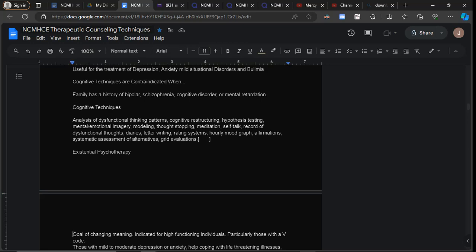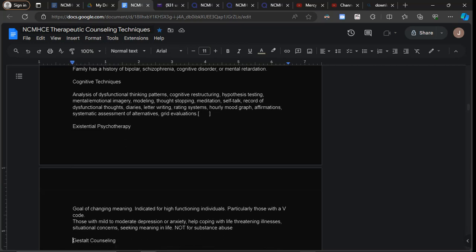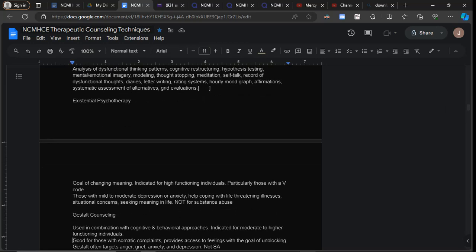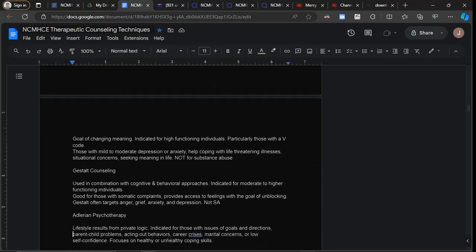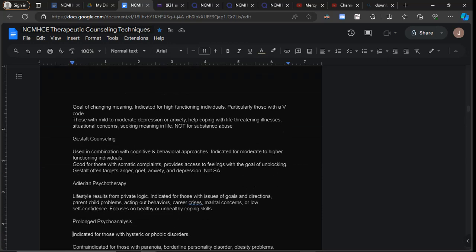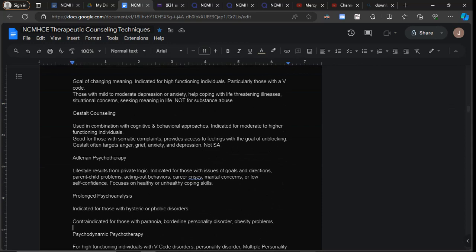Existential psychotherapy has the goal of changing meaning. It is indicated for high functioning individuals, particularly those with a V code, those with mild to moderate depression or anxiety, help coping with life-threatening illnesses, situational concerns, and seeking meaning in life. It is not for substance abuse.